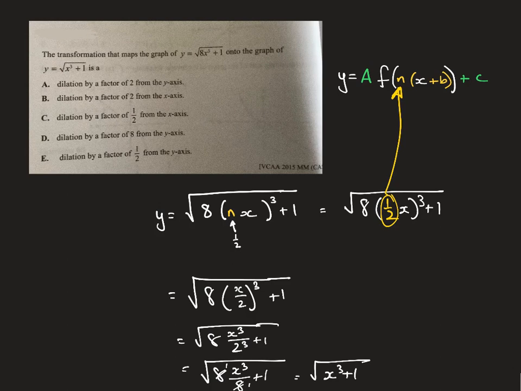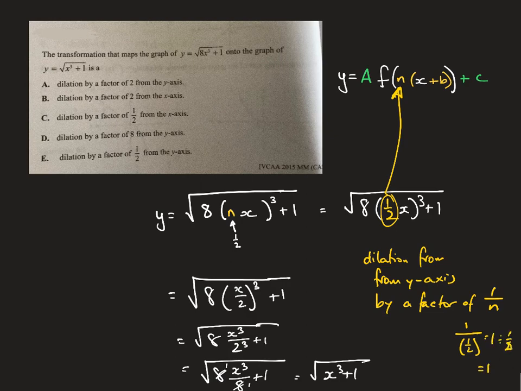And so what I have here is a dilation from the y-axis by a factor of 1 on n. And so my dilation factor is 1 over a half, which is 1 divided by a half. That's a half, which is 1 times 2 over 1, which is 2. And so, that should say 2. And so my answer is B.